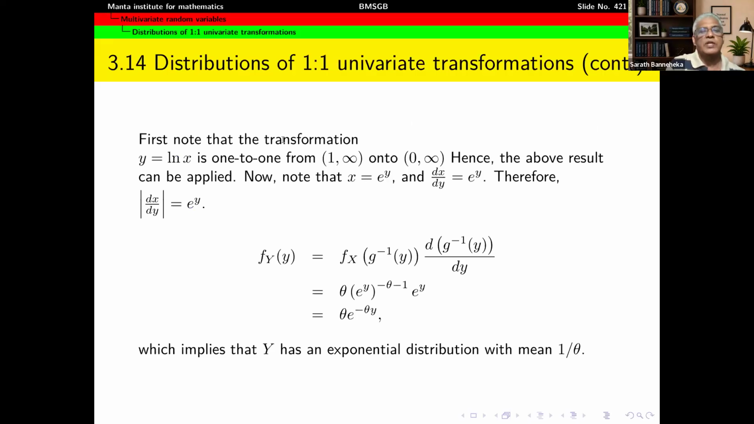So, first note that the transformation is from 1 to infinity to 0 to infinity. Hence, the above result can be applied. Now note that x is equal to e to the power y, right? Y is equal to log x, therefore x is equal to e to the power y. Therefore, the derivative of x with respect to y is e to the power y. So therefore, absolute value will be the same. So therefore, again, I have forgotten to put the absolute value here. You need to put the absolute value here.